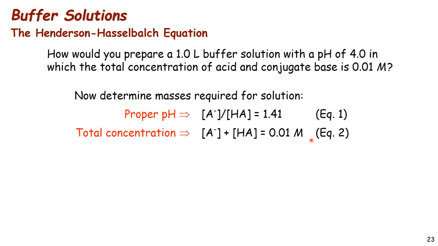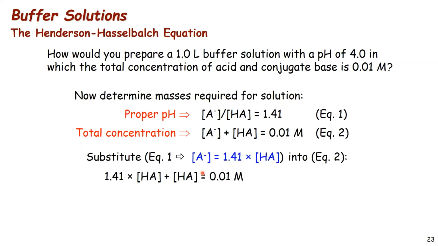So now I have two equations. You could rearrange either one of these equations for one of the variables and plug it into the other equation. It doesn't matter which one you use. In this case, I'm going to take equation number one and solve it for A minus. So A minus is going to be 1.41 multiplied by HA. In this equation, I'm going to replace A minus with 1.41 times HA. That's what you see here.